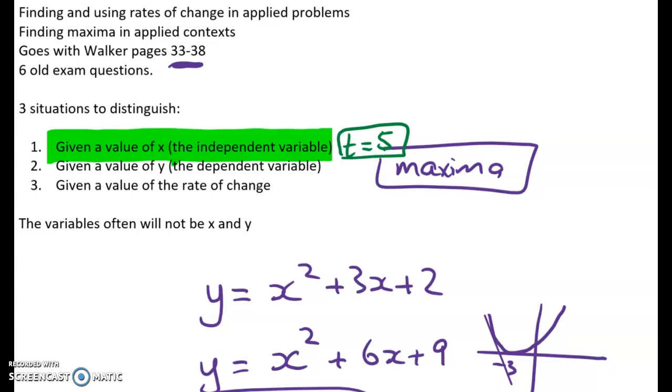And the other 2 are where we're told to work out when the rate of change will be something, or when the depth or the height will be something. So let's figure out which one is example 2.